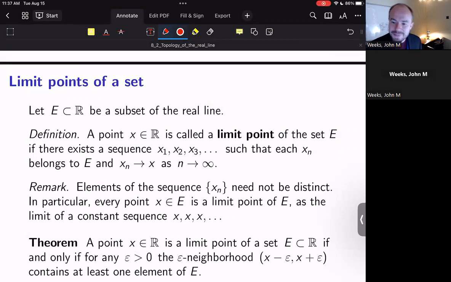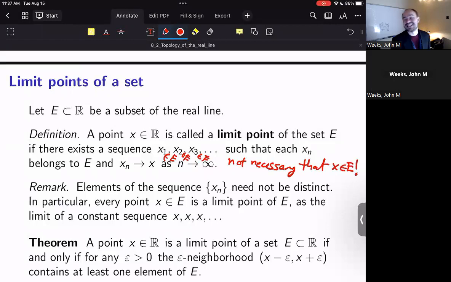A point X is called a limit point of the set E if there exists a sequence inside of the set. That means that each of these X1, X2, X3, all of these are individually inside of the set E, and Xn converges to X as n goes to infinity. So the sequence Xn converges to that point. Notice that it is not necessarily true that X is in E. It's possible that X is in E, but it's not necessary.